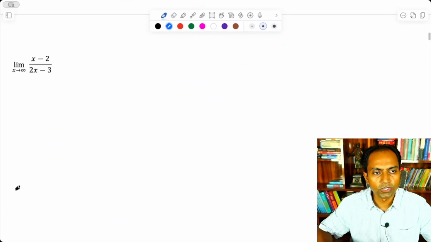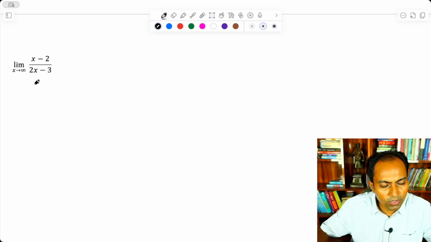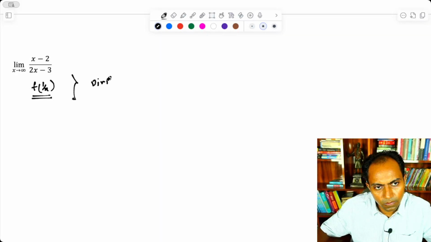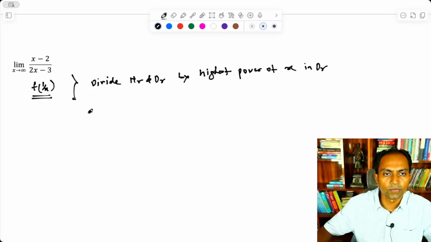You can see that this question is given. There are two standard ways to solve this question. In simpler questions like this, we are going to generate a function of 1 by x. For doing this, we are going to divide numerator and denominator by the highest power of x in the denominator. This is what we are going to do.